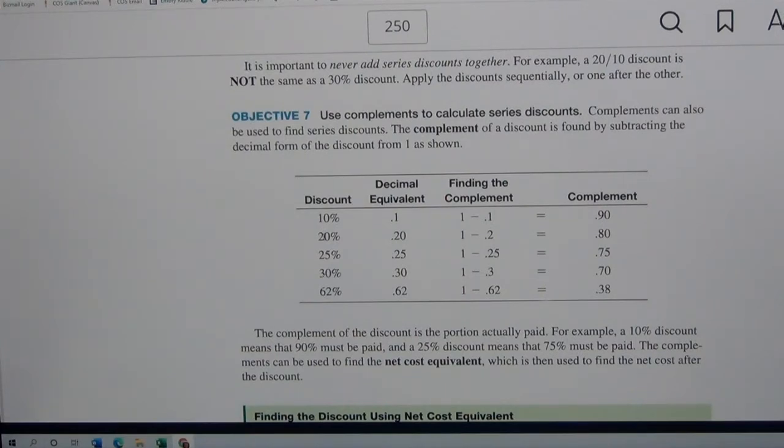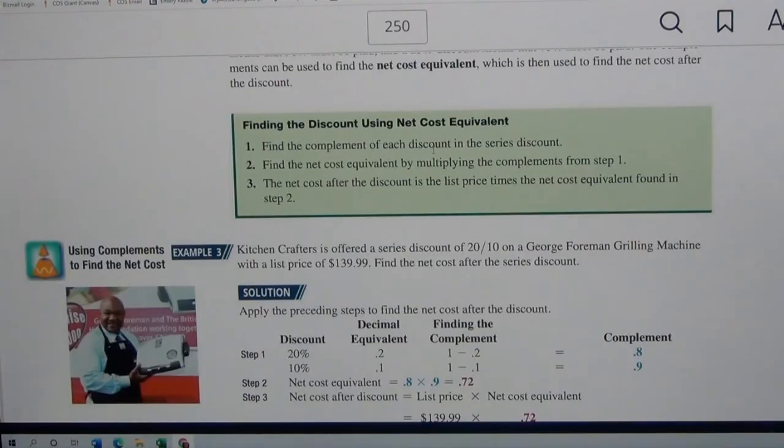The complement of 20% is 80%, or 0.8. 25 is 75, 30 is 70, and 62% is 38. So instead of figuring out what the 10% is and then subtracting it, why don't we skip a step and figure out in our heads that the discount is 10%, so what we're actually going to pay is 90%, or 0.9. We can take the base, or the original price, and multiply it by 0.9, and that gives us what we're going to actually pay.